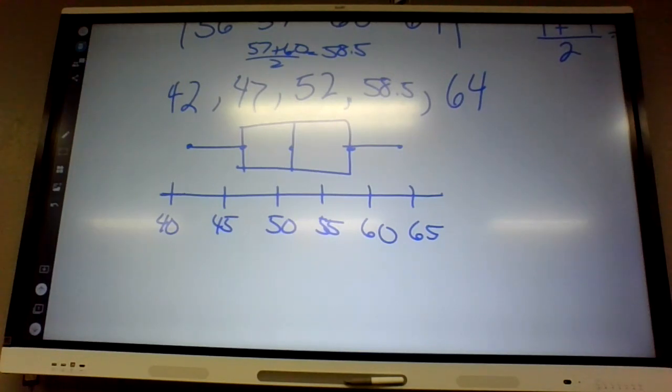Are we done now? No. You have to do the interquartile range. How do you find the interquartile range? The big middle minus the small middle. Right. The third quartile minus the first quartile, so 58.5 minus 47.